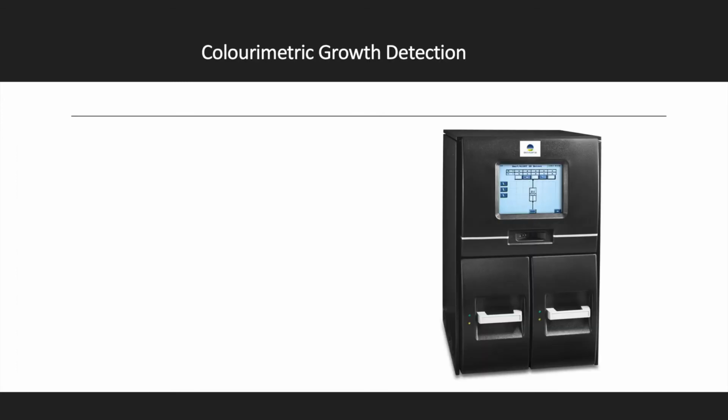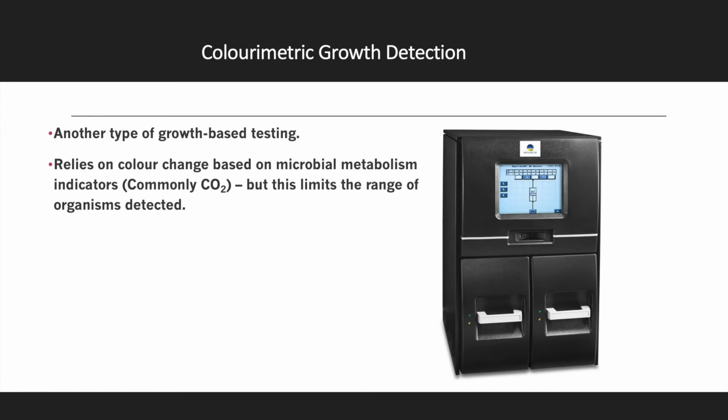Now, the colorimetric or CO2 detection method is another type of growth-based testing. This detection method relies on the color change being produced in a test media as a result of microbial metabolism during the growth. This often specifically applies to CO2 production, and this does limit the range of organisms that can be detected by this method. A common rapid sterility system that uses colorimetric detection is the BacT Alert. It was originally designed for clinical blood testing, but recently found its way into the pharma sterility setting.